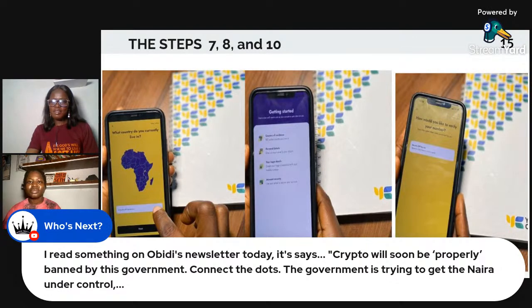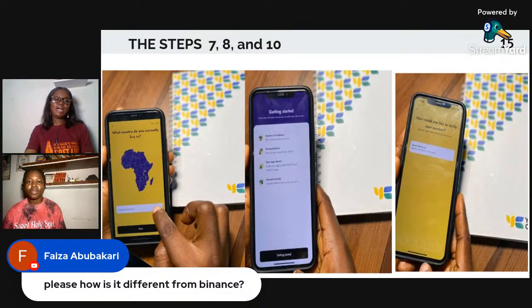All right, thank you, thank you. Somebody's asking, how is Yellow Card different from Binance?